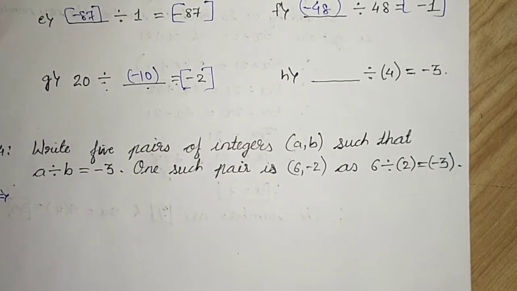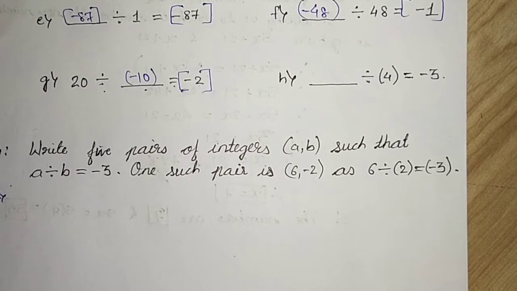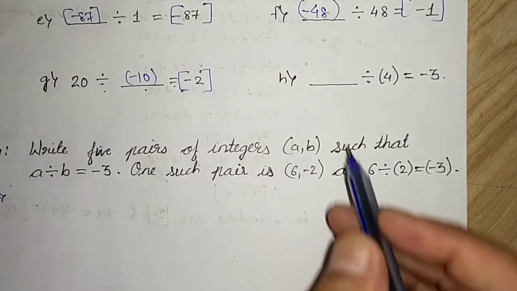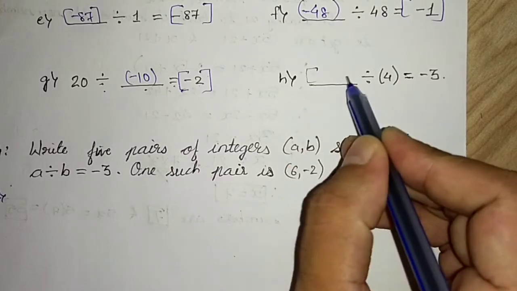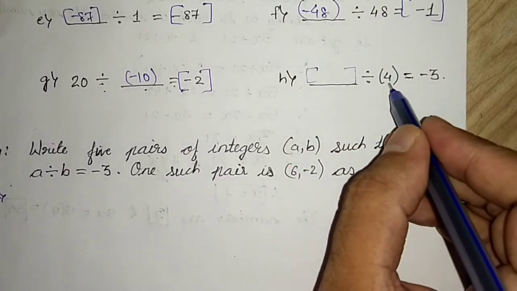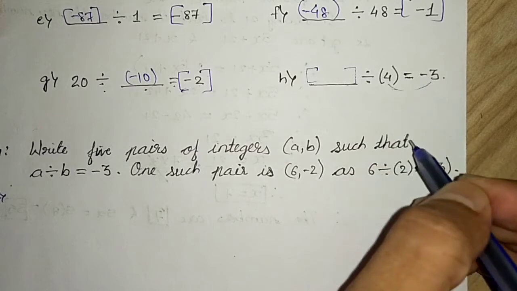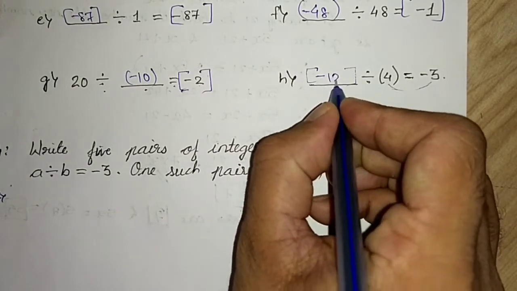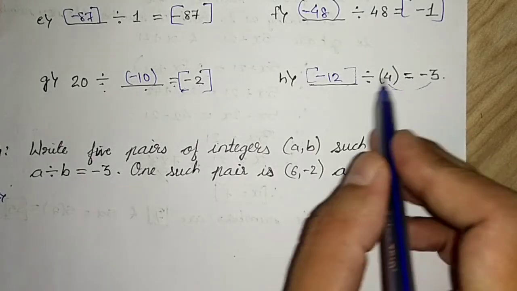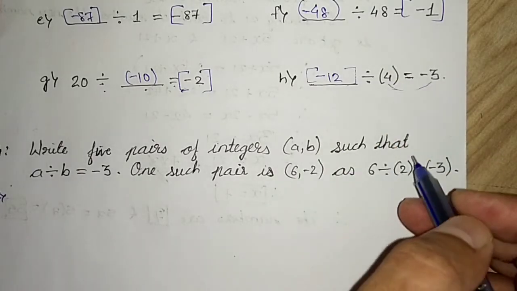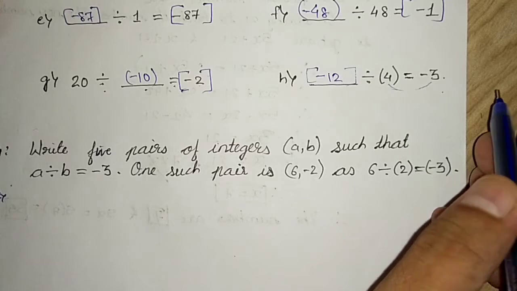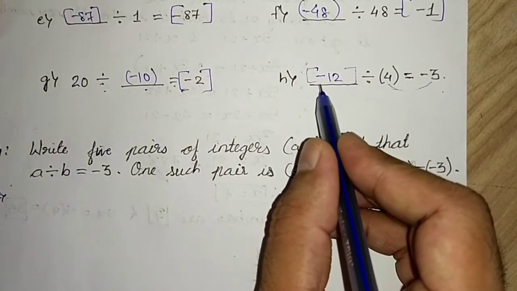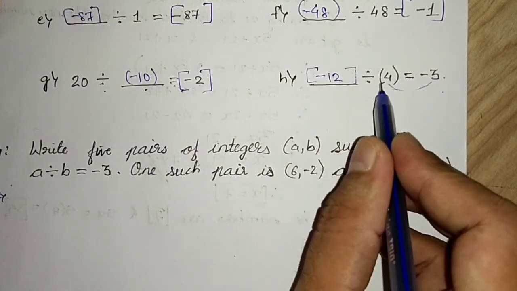Now part H, dash divided by 4 is equal to minus 3. Here we want the number in the first position, so what we will do is multiply this 4 with minus 3. The resulting answer will definitely be our answer. 4 into 3 is 12, and this has the minus sign. Let us try to solve this: minus 12 divided by 4.